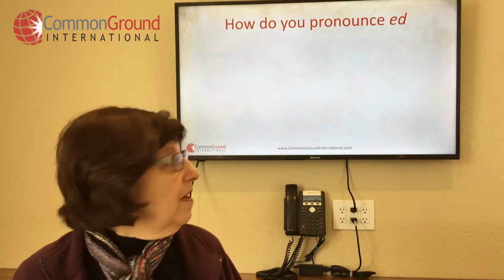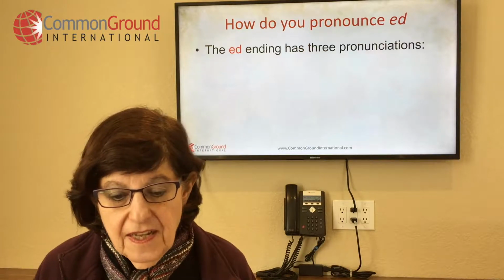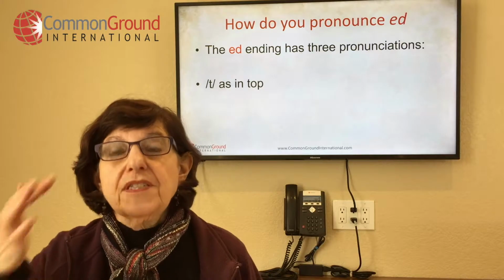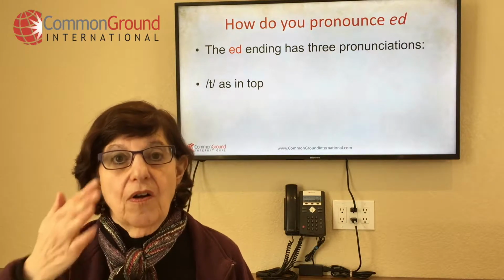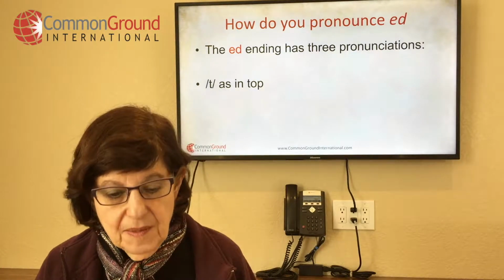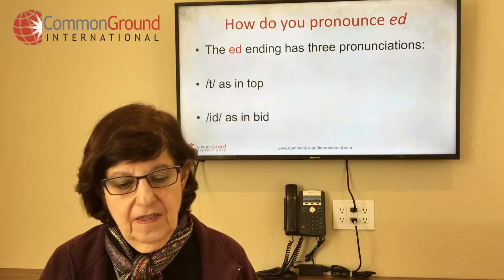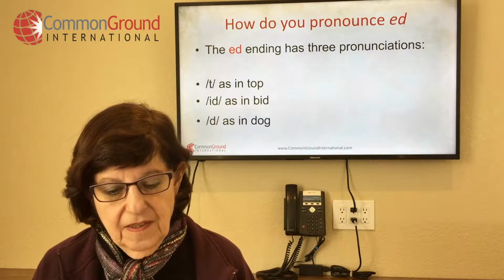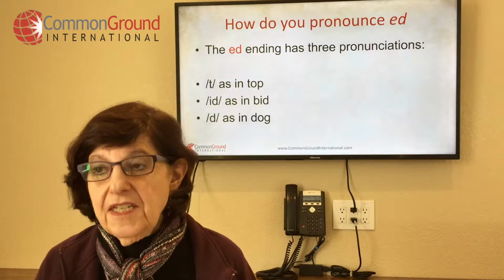Now we're going to talk about how we pronounce ed. Ed actually has 3 pronunciations. You always see ed. We know in English sometimes what you see and what you hear are different. We always see ed, but we hear 3 different things. Sometimes ed says t as in top. Sometimes ed says id as in bid. Sometimes ed says d as in dog. Again, you always see ed.